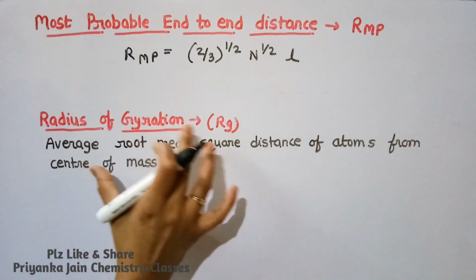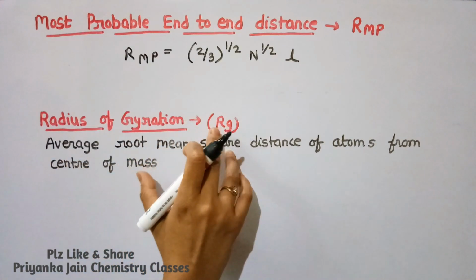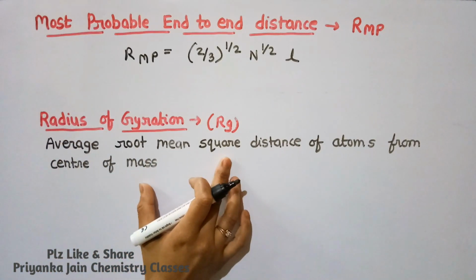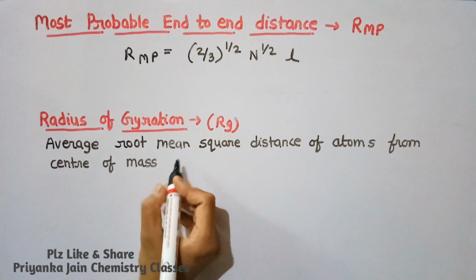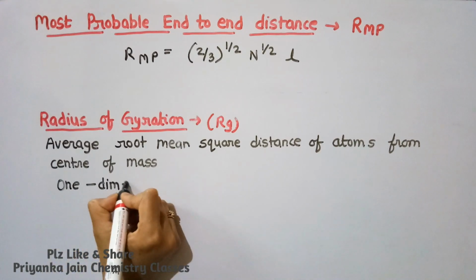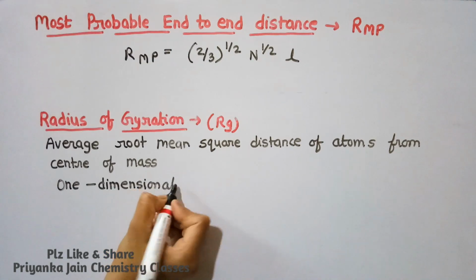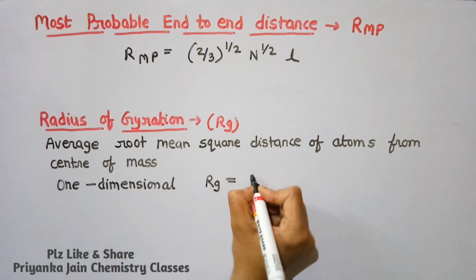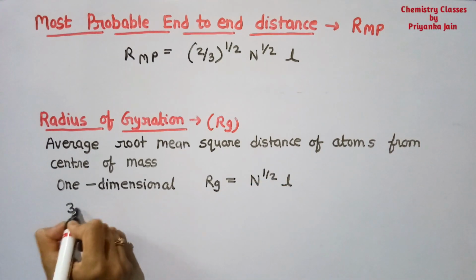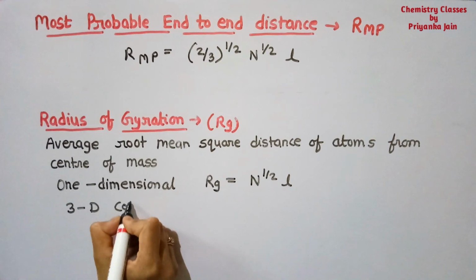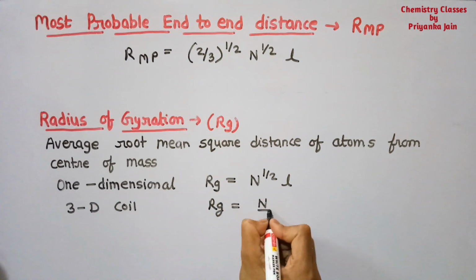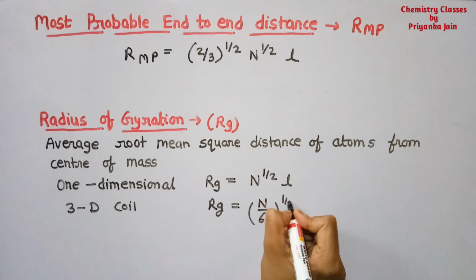Now see the next thing is the radius of gyration. Okay, and radius of gyration is shown by Rg. What is it? Actually it is the average root mean square distance of atoms from the center of mass. Now see for the one dimensional random coil, the formula will be Rg is equal to n to power half L. Okay, and when we have given the 3D, it means 3-dimensional coil, then what is the formula? The formula will be Rg is equal to (n upon 6) to power half L.